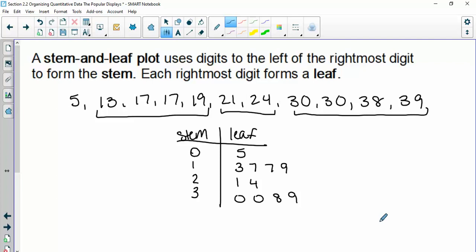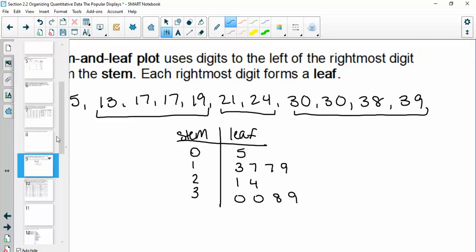So the leaf is only one digit. Make sure they're in numerical order as you go through that. If you have something with decimals, that's okay as well. So if my decimal was like 5.1, your stem is the 5, your leaf is the 1. So decimals work as well. For example, 5 was a really large set of data. We may not make the whole stem and leaf for it.